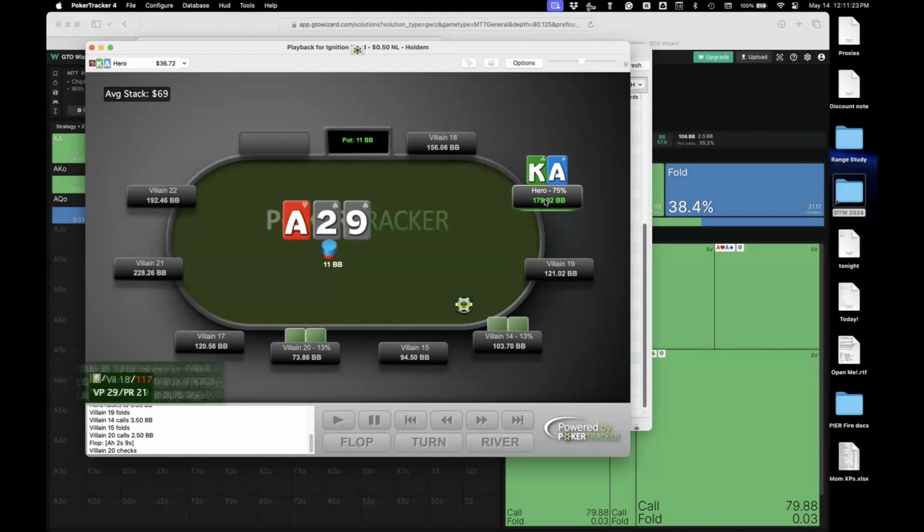Ace-x-x in three-way usually checks out of position. Okay, but the next argument is it checks because the button will bet often. And if the button is loose passive, that is a perfect reason to ignore the theory and just bet yourself. Right. Which in this case would have been fine.